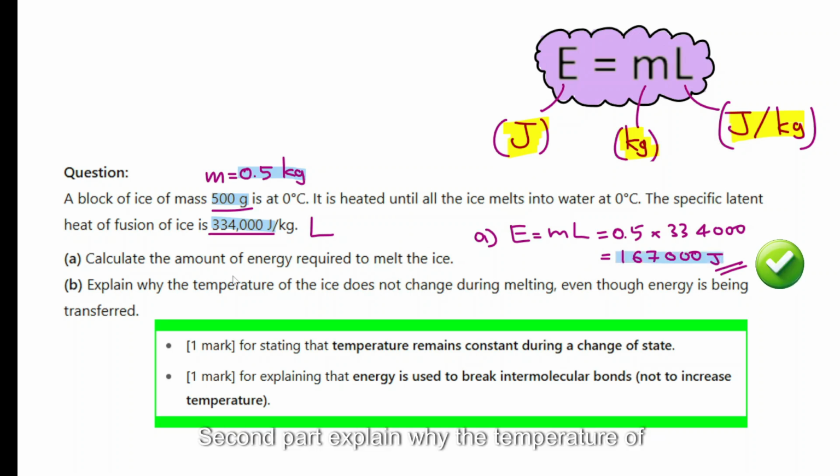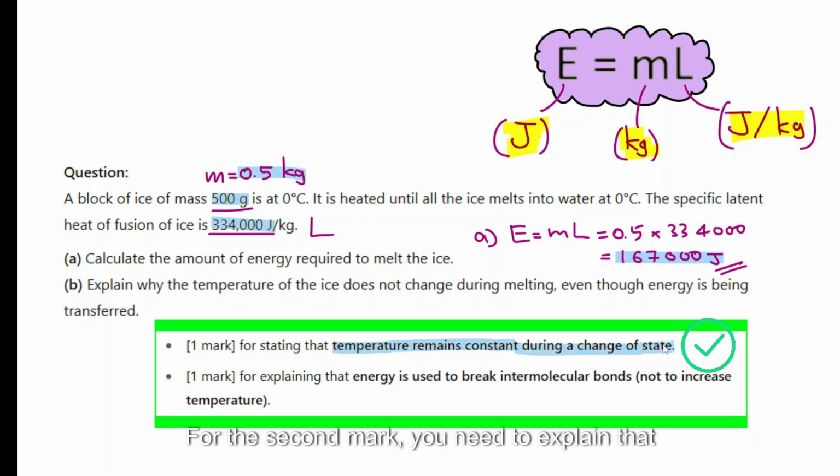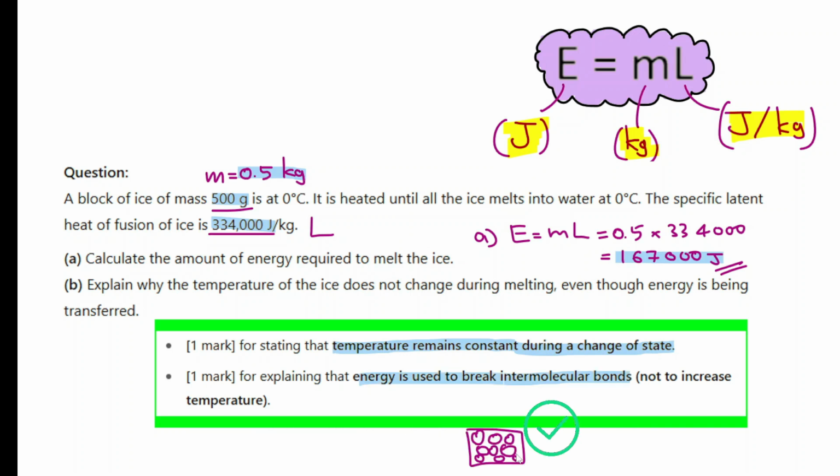Second part, explain why the temperature of the ice does not change during melting, even though energy is being transferred. For 1 mark, you need to mention that the temperature remains constant during a change of state. For the second mark, you need to explain that energy is used to break intermolecular bonds and not to increase temperature. So, in a solid, the particles are like this, pretty close to each other. So, energy is needed to separate them to overcome the forces and turn it into a liquid.